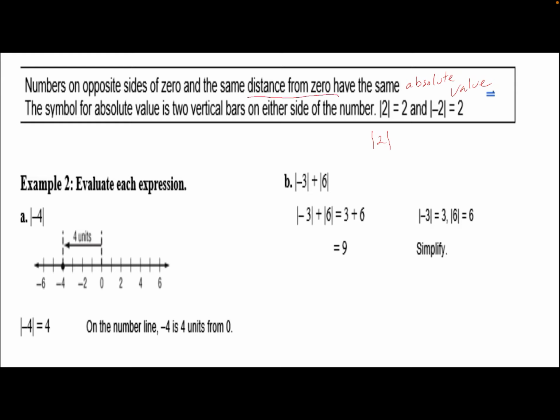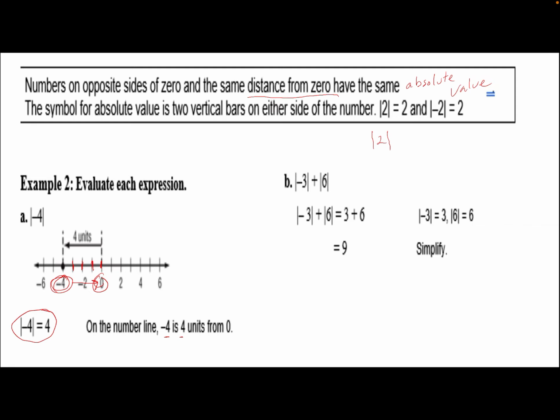So when I talk the absolute value here of -4, the question is, how far is -4 from 0? Now we know it's to the left, but distance is always positive, so I don't care if it's to the left or the right. I'm just saying, how far is this -4 from 0? 1, 2, 3, 4. So we say that the absolute value of -4 is 4. Now, -4 is 4 units from 0.